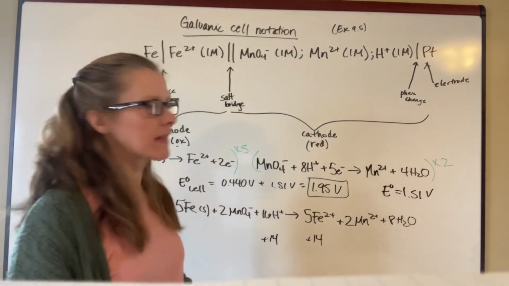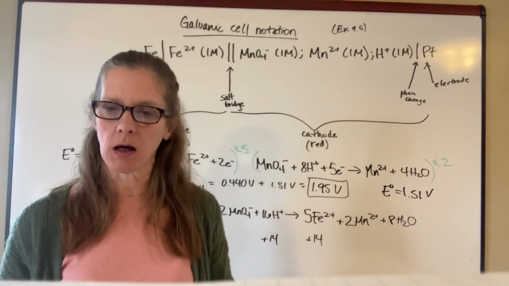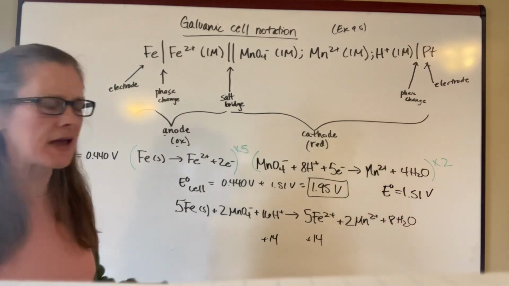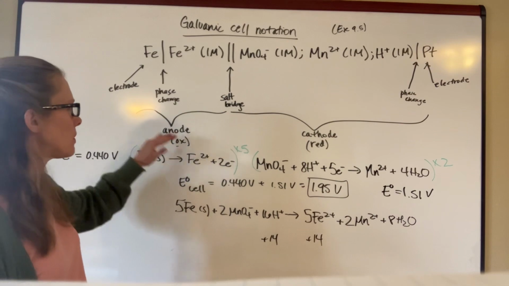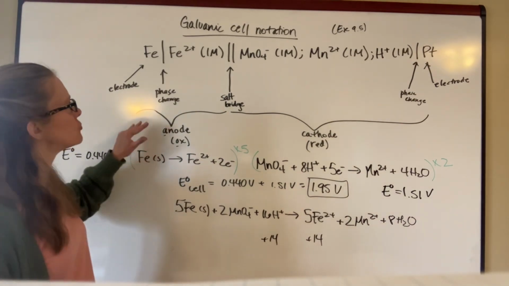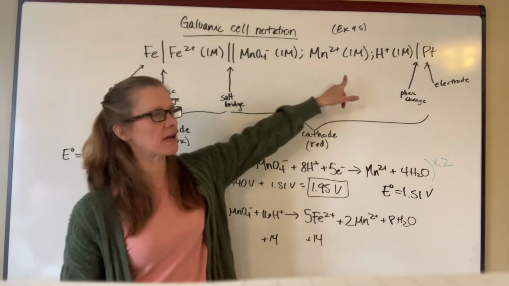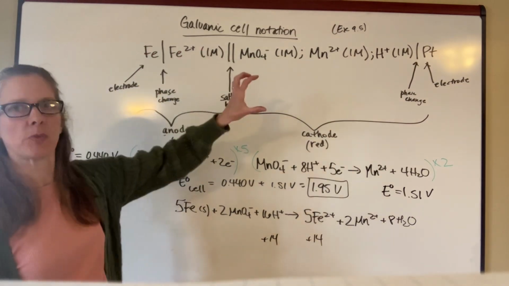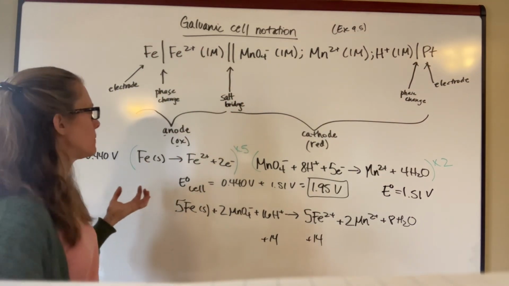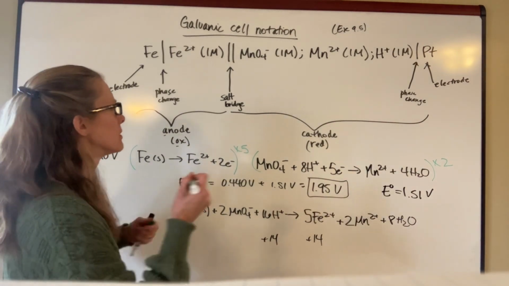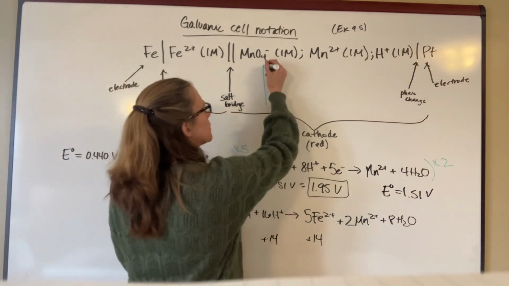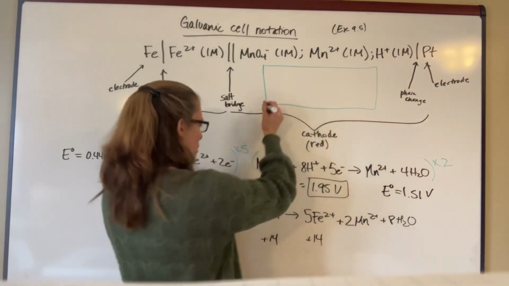The other thing that's left now is to draw the cell. And again, this is another reason why I told you earlier, I like to always put my anode on the left, because when I draw it from notation like this, I can go from left to right like I did before anyway. So let's draw a box here. I'm going to put the drawing in here.